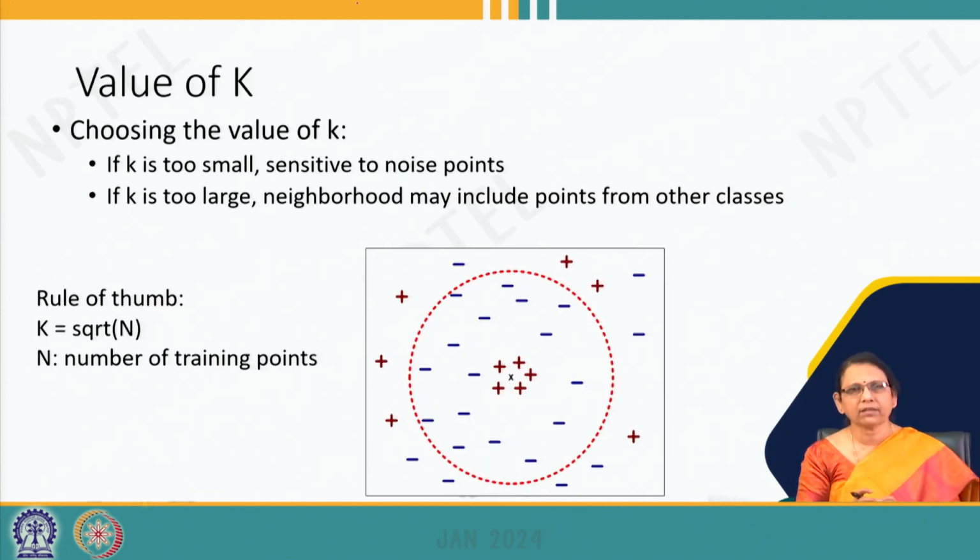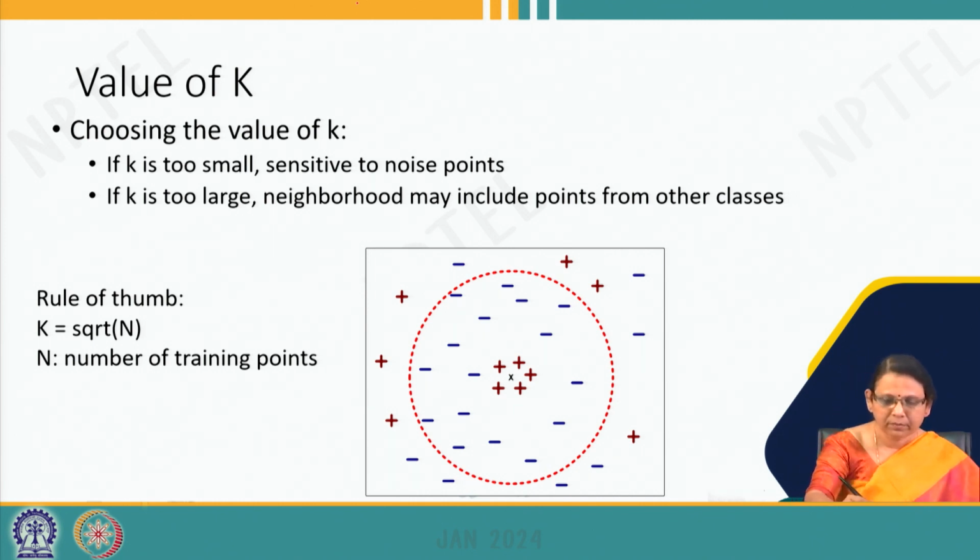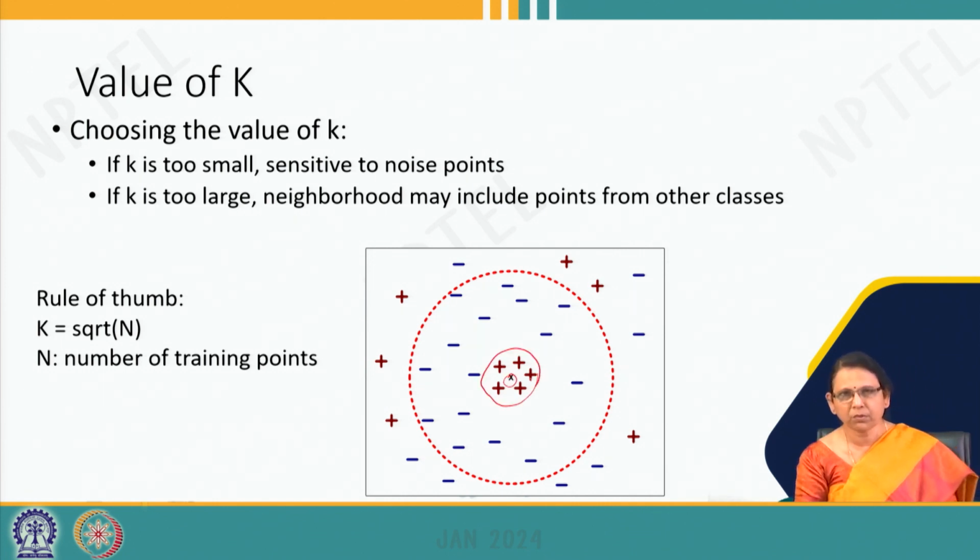Now, coming to finding the value of k, typically you have to decide how large it should be. Now, if we make it very small, there can be issues. If you make it very small, you may include some noise points, and if you have a very large k, like this is supposed to be a positive example, and in this small neighborhood you say this appears to be positive.